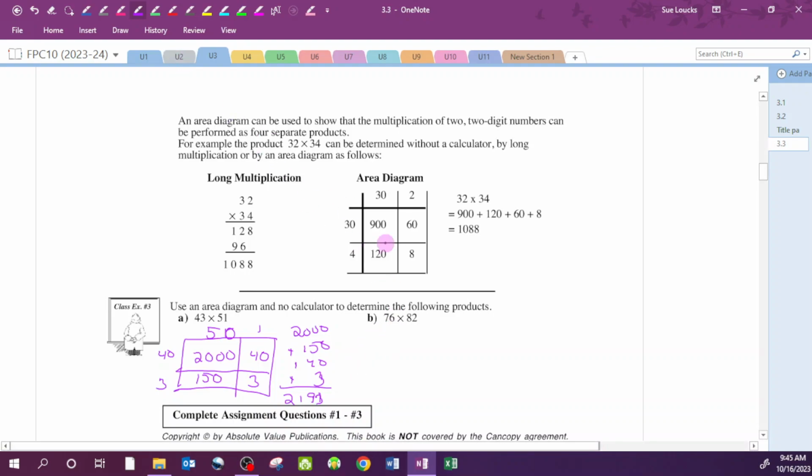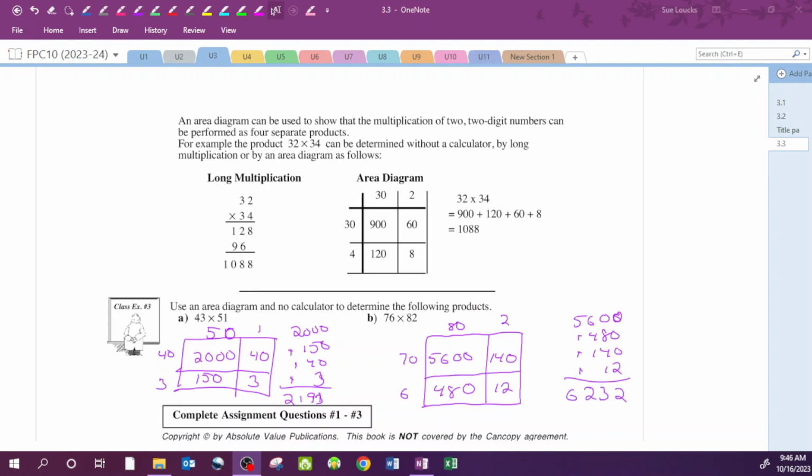Okay, and then let's do this one. Actually, I'm going to get you to do this one on your own, and then check your answer. Okay, so hopefully you got that, and if you check it with your calculator, that is the right answer.